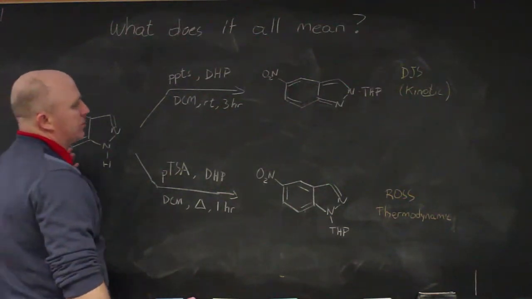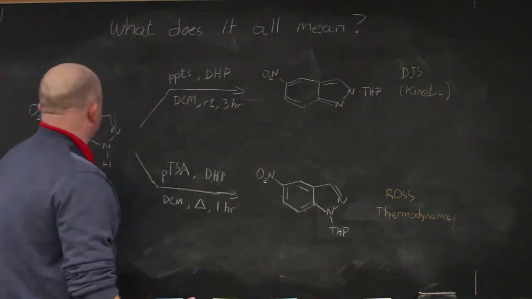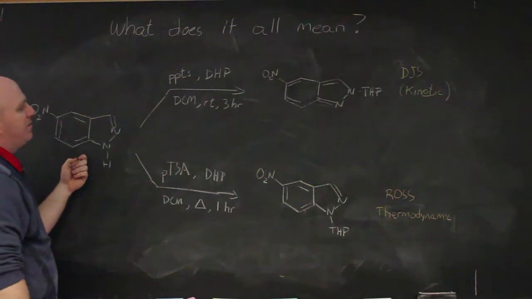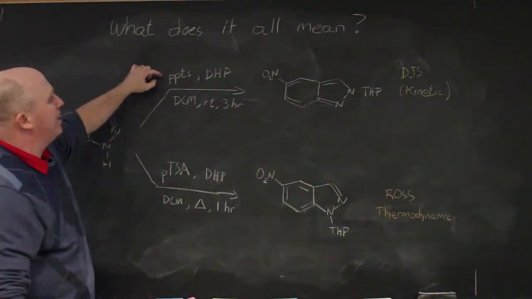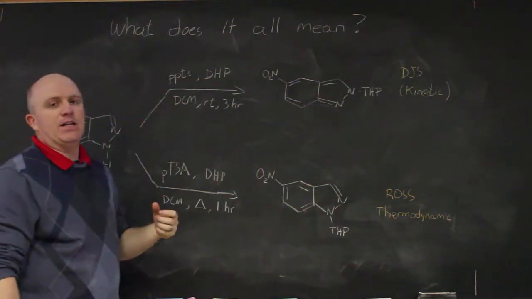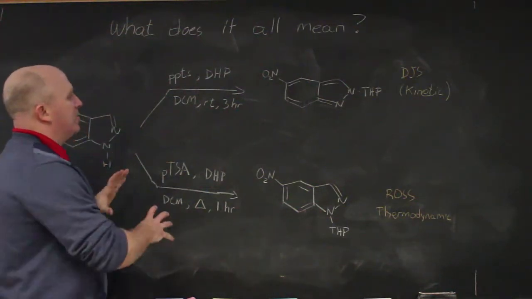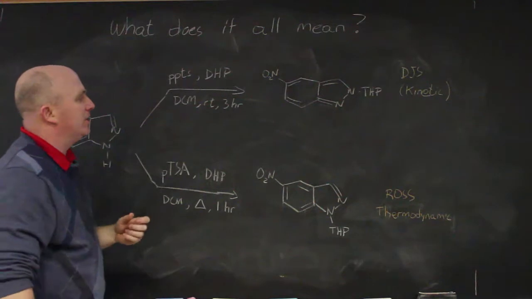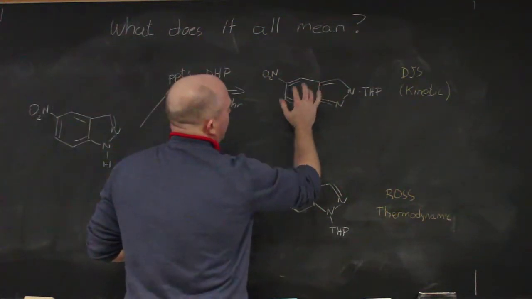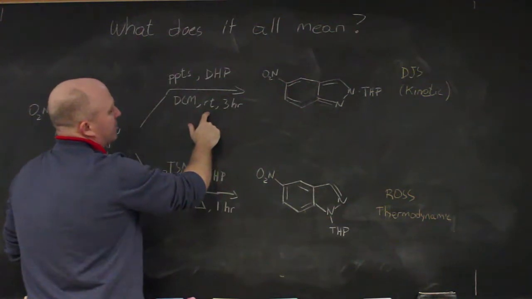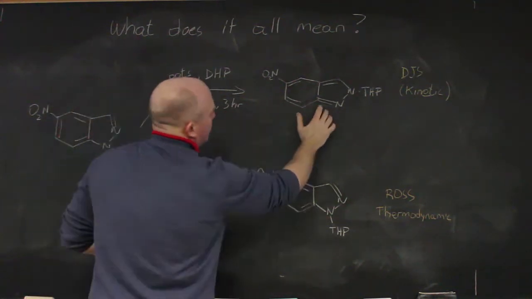So someone who knows what they're doing would look at this and say, okay, DJS ran a reaction starting with this 5-nitroindazole. He added to it the reagent PPTS and the reagent DHP. In order to figure out what's going on, that person would probably translate those into images, and then those lead, after dissolving it in DCM, adding those reagents, and letting the reaction sit at room temperature for 3 hours, to this product.